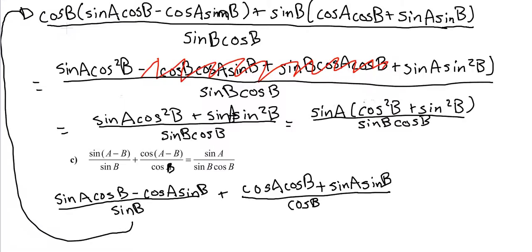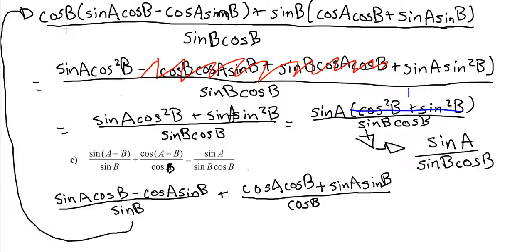So now you have sine A times 1. Nice. Sine A. So now, final answer: you have sine A over sine B cos B. Marvelous. Same as the other side. The identity is proven.